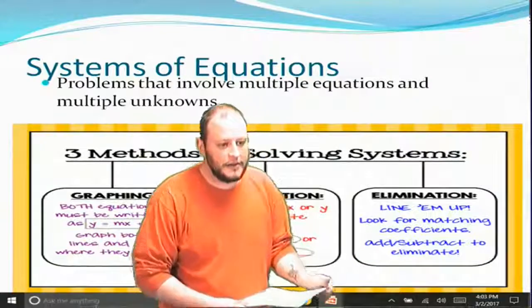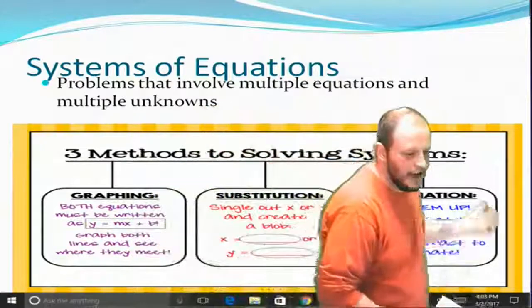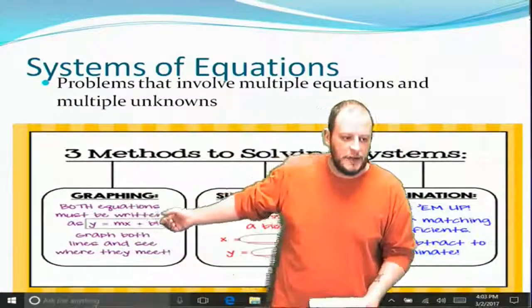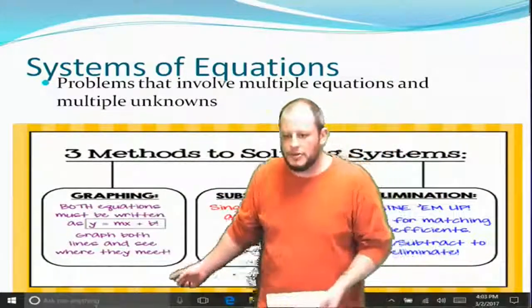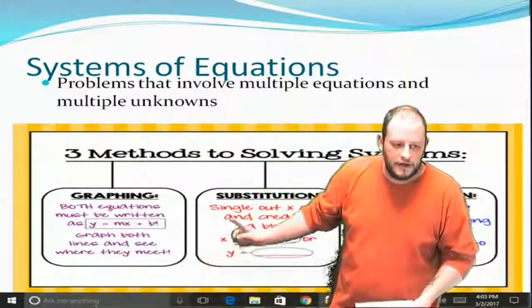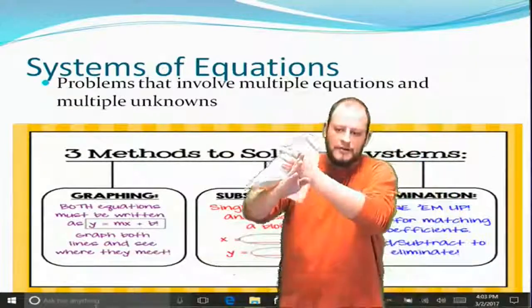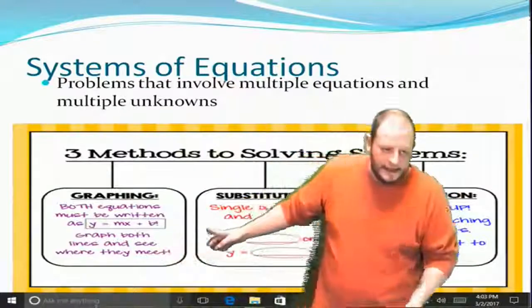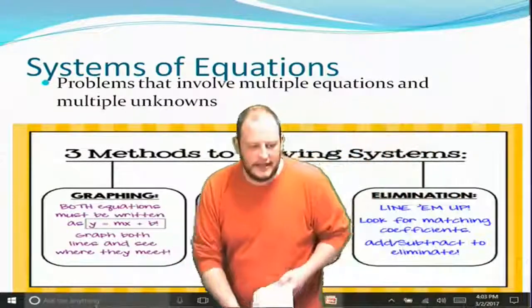So we're going to talk about three methods for solving these. You can graph them. Both equations must be written as y equals mx plus b. You put them in your calculator, and sure enough, they will meet somewhere, and wherever they meet is where your answers are.